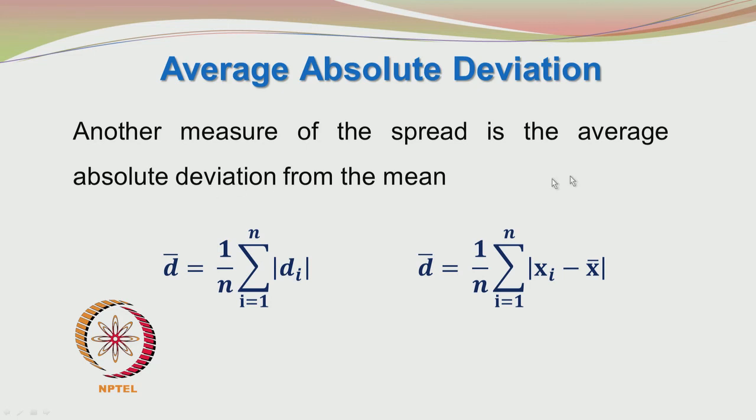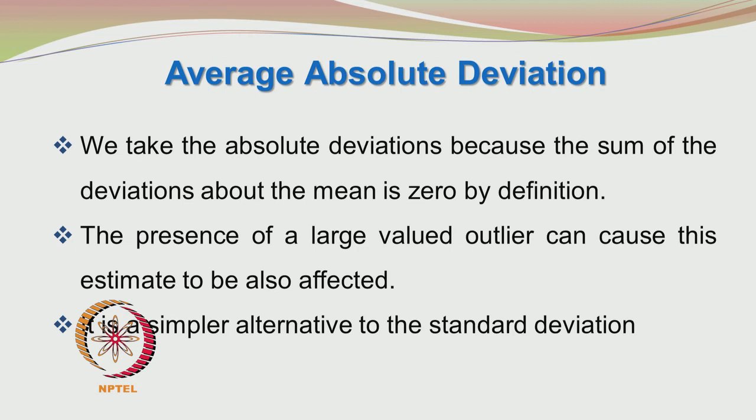Another way to handle this issue of positive and negative deviations from the mean is to ignore the sign. So, what we do here is we take the absolute value of the deviation from the mean. We write it as d bar, which is equal to 1 by n sigma i is equal to 1 to n d_i, where d_i is the deviation of x_i from the arithmetic mean. So, as far as the average absolute deviation is concerned, the presence of a large valued outlier can cause this estimate to be also affected.